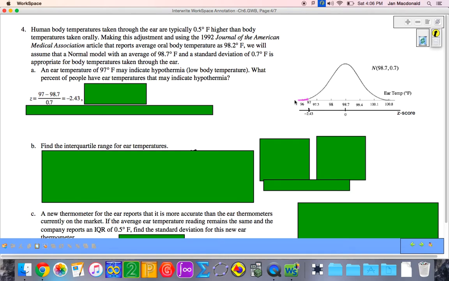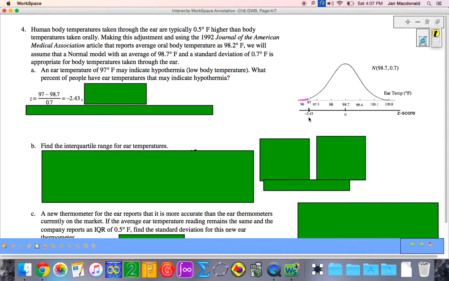And we're going to hit second, vars. We're going to scroll down to normal CDF. And already in your calculator, they give you the lower bound. It's a very small negative number. They actually have negative 1 times 10 to the 99th. My upper bound is negative 2.43. That's my standardized score. My mean for the normal curve is 0. My standard deviation is 1.